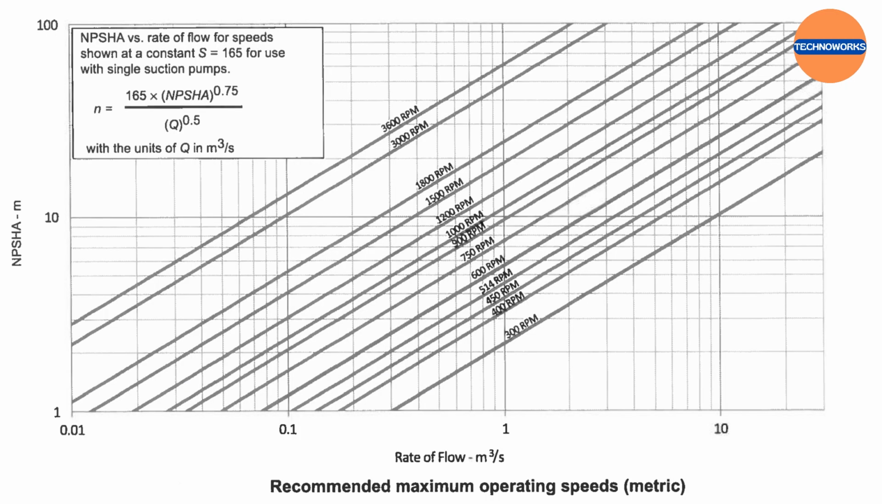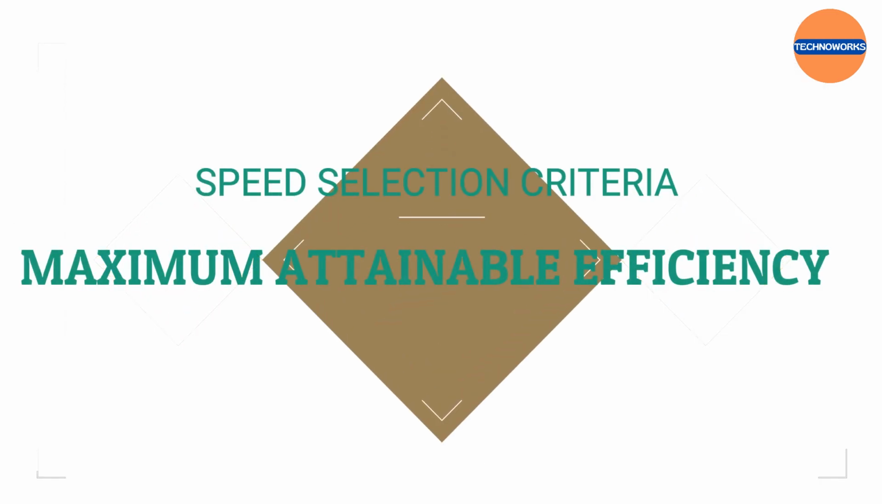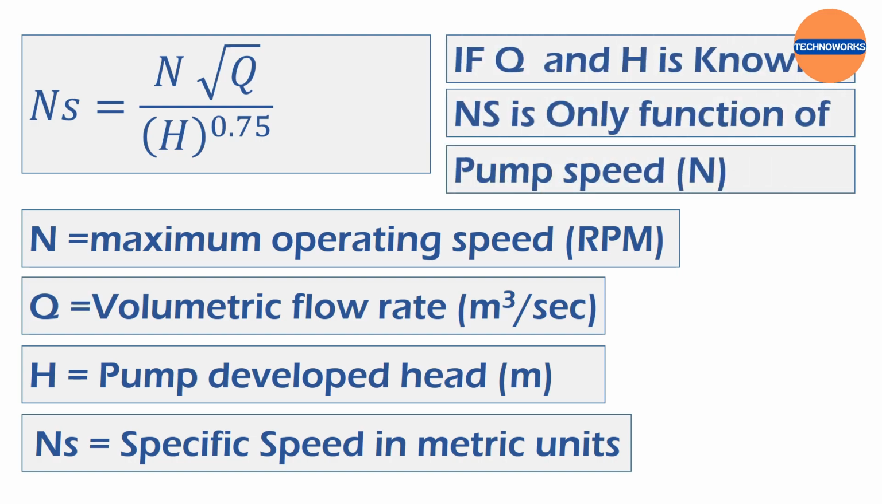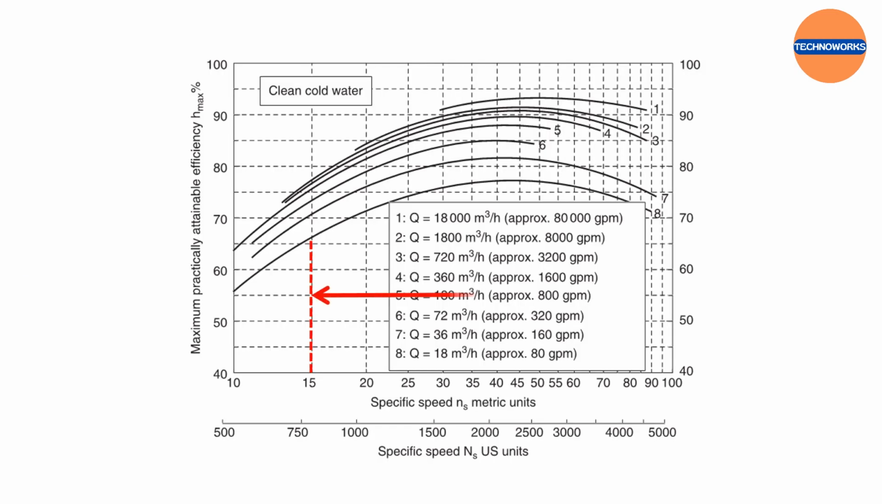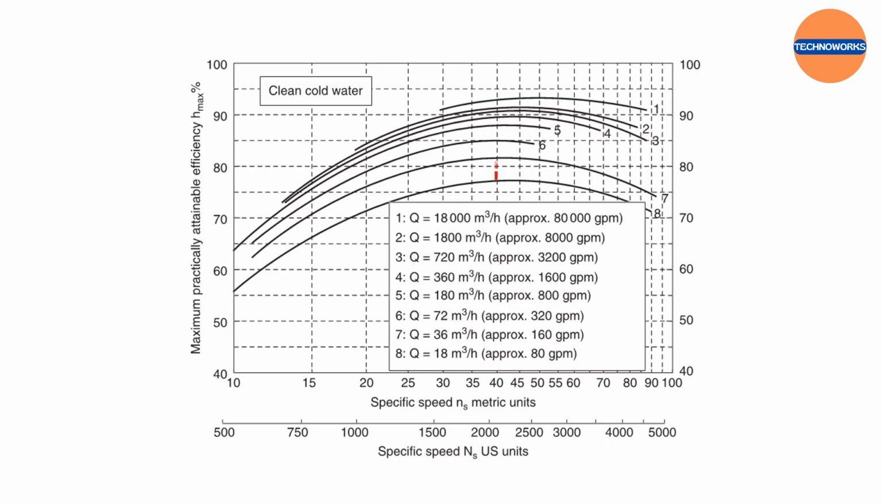Alternatively, this graph can also be used to calculate the maximum operating speed for a given pump flow and available net positive suction head. Pump specific speed influences the highest attainable efficiency of a pump, and for a given flow and head, the specific speed is the only function of pump rotational speed. As this graph shows, increasing the specific speed improves the maximum attainable efficiency. This chart also indicates that the bigger the pump's capacity, the higher the pump's expected maximum efficiency.